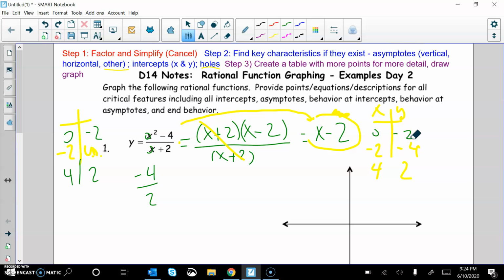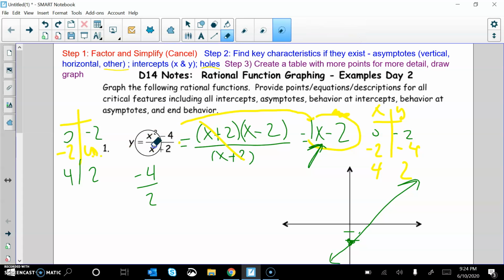So really, we just got to graph this guy. So that's mx plus b, slope of 1, y-intercept of negative 2. Slope of 1, rise over run. So that's the graph of this guy. But again, keep in mind, we're not graphing that. We are graphing this one here, which is undefined when x is negative 2.